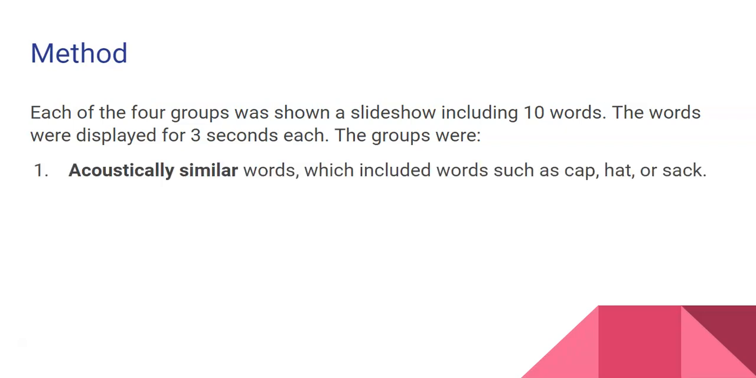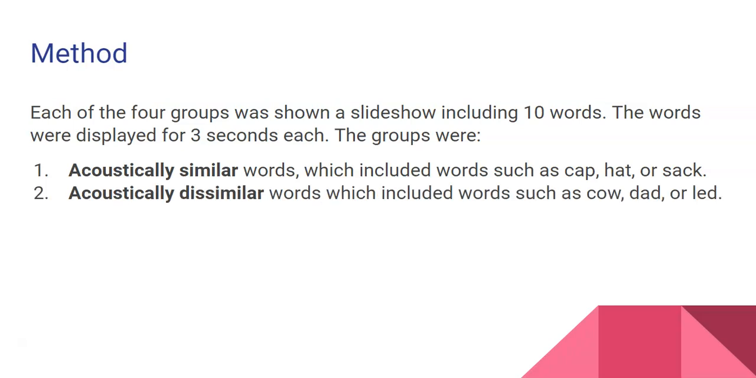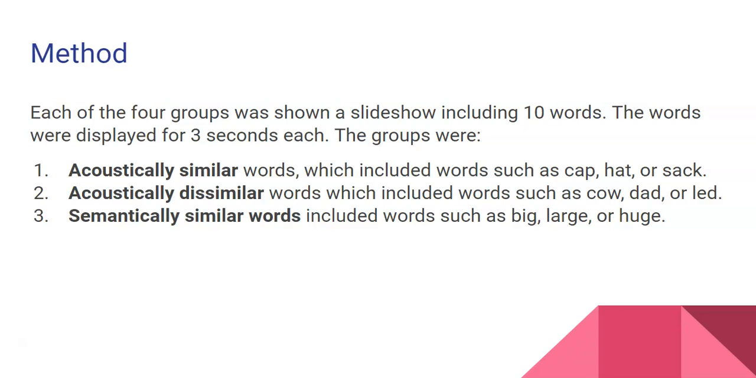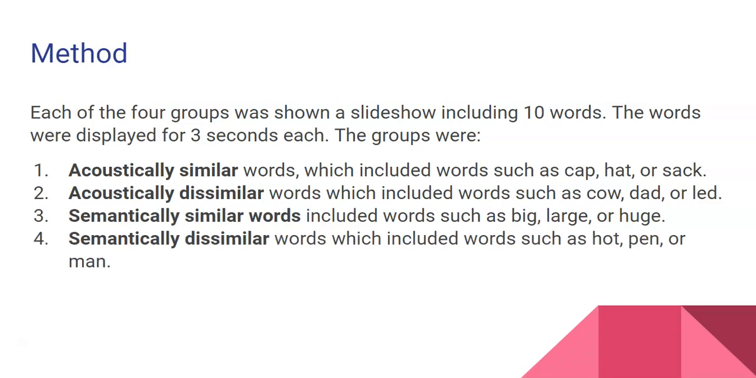Now, for the four different groups, one group learned acoustically similar words, such as cap, hat, sack, which sound similar. The next group had acoustically dissimilar words that don't sound the same: cow, dad, lead. One group learned semantically similar words, words that mean the same thing: big, large, huge. And the fourth group learned semantically dissimilar words, words that don't mean the same thing: hot, pen, man. So these are our four groups.